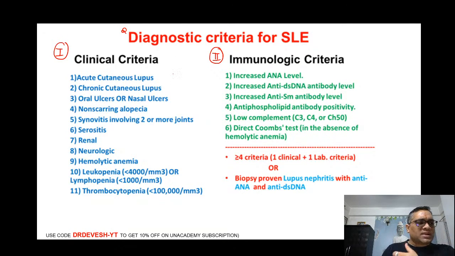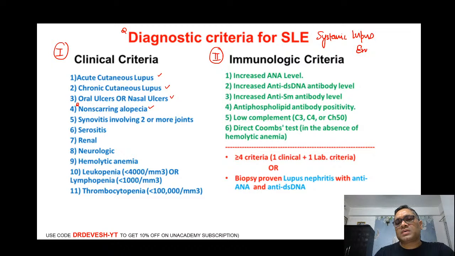So clinical criteria, there are so many things, right? You can go through this table. As I have written, skin lesion will be there. So what are the skin lesions? Acute and chronic cutaneous lupus, right? Then oral ulcers or nasal ulcers. There will be alopecia, and remember this alopecia is non-scarring alopecia, right? SLE full form is systemic lupus erythematosus, right? I hope you all should be knowing this.